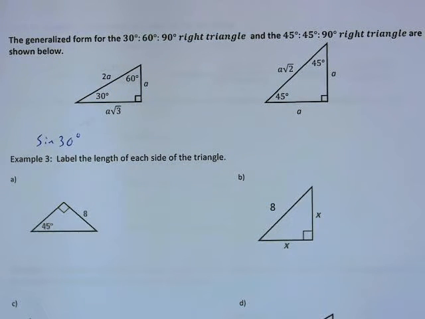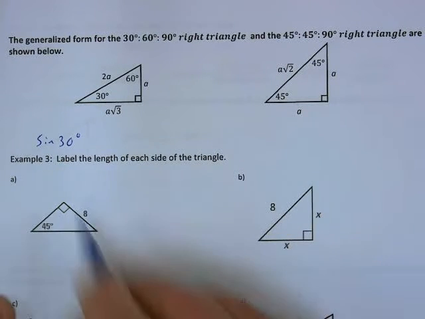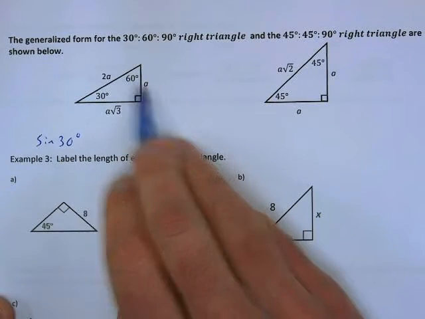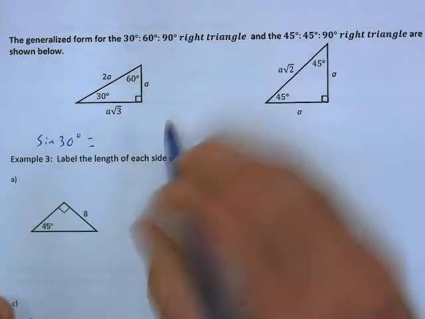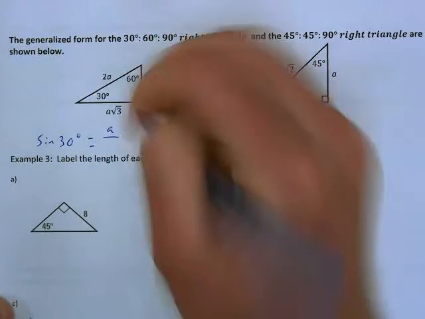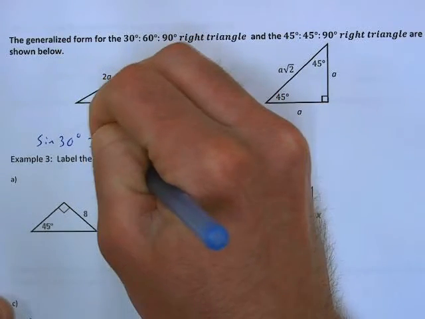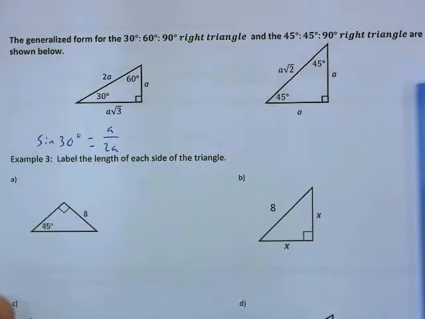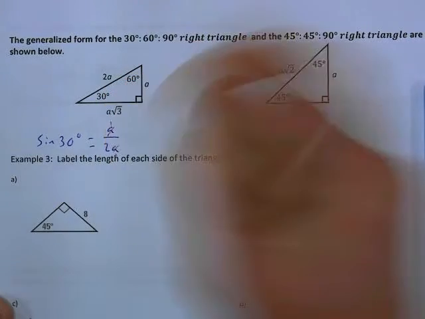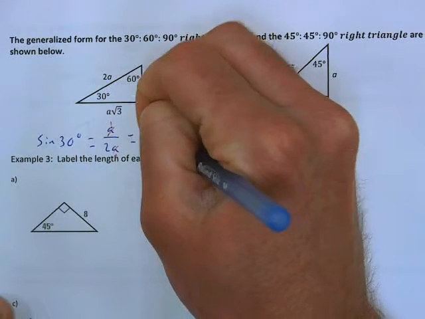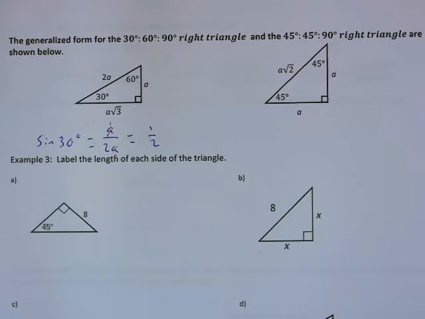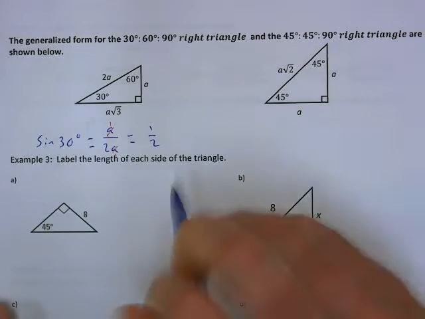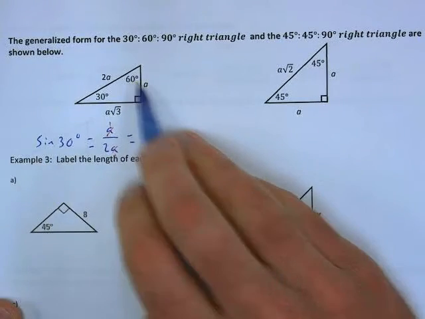And the answer is no, because no matter what number I plug in for a, it's always going to reduce. Sine, for example, is the opposite side over the hypotenuse. So then no matter what I plug in for a, it's going to be whatever a is over 2 times whatever a is, and then the a's are always going to reduce. Give me a 1 here and another 1 there, and I get 1/2. No matter how big my actual triangle is, the sine of 30 degrees is always going to be 1/2.